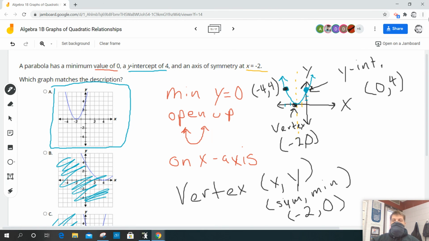That doesn't have a label. How do I know that that's a point? Well, to go from here to here, that's 2 units. I just go over 2 units this way. Okay? 2 and 2, that's what the line of symmetry means.